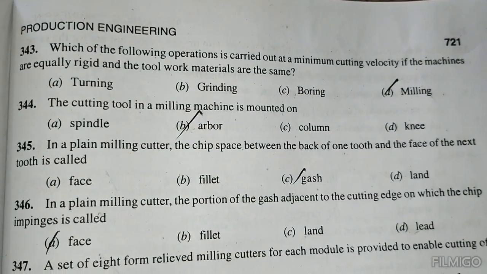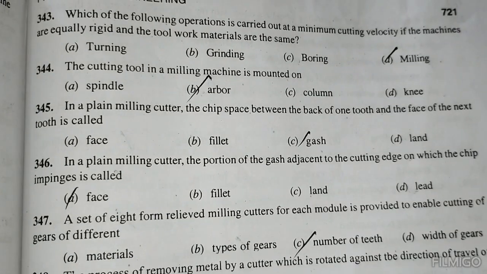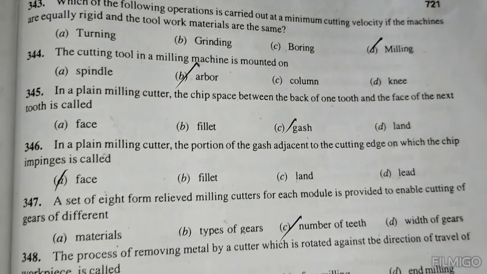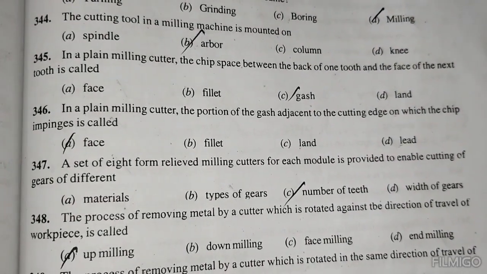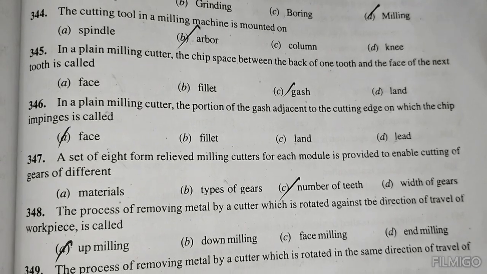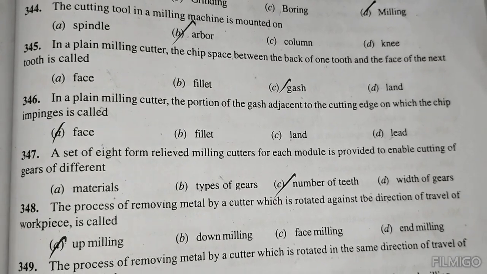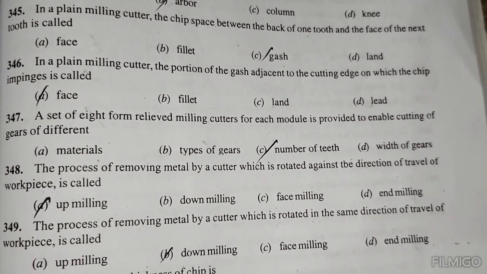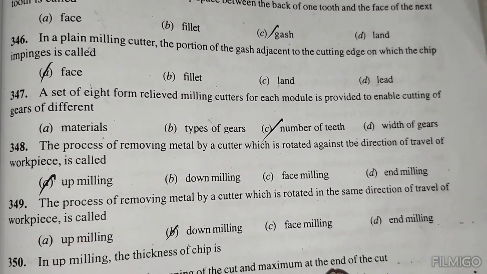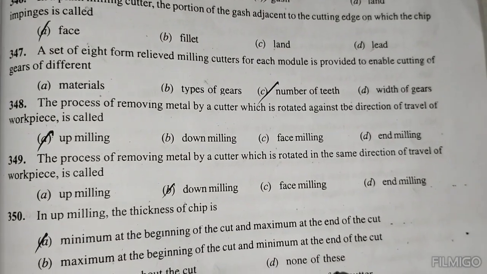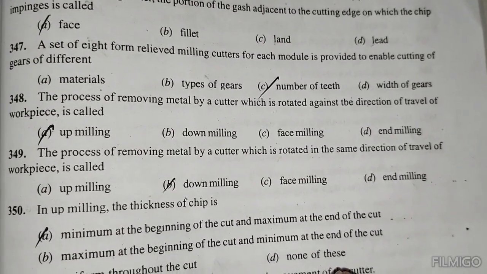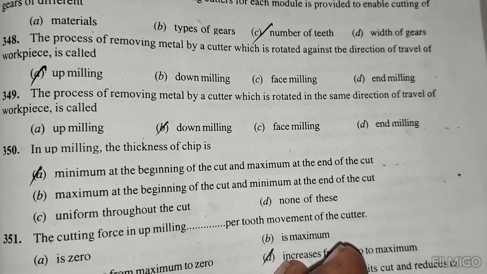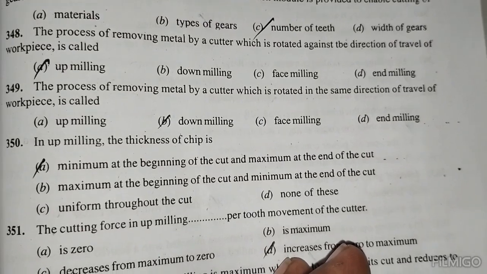The cutting tool in a milling machine is mounted on an arbor. In a plain milling cutter, the chip space between the back of one tooth and the next tooth is called the gash. In a plain milling cutter, the portion adjacent to the cutting edge, against which the chip slides, is called the face. A set of 8 form relieved milling cutters, each of a different model, is provided, enabling cutting of gears of different numbers of teeth. The process of removing metal with a cutter which is rotated against the direction of travel of the workpiece is called up milling. The process of removing metal with a cutter which is rotated in the same direction as the travel of the workpiece is called down milling.